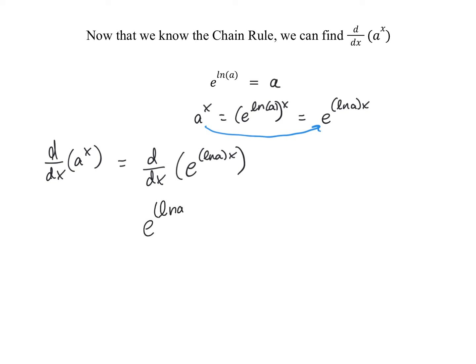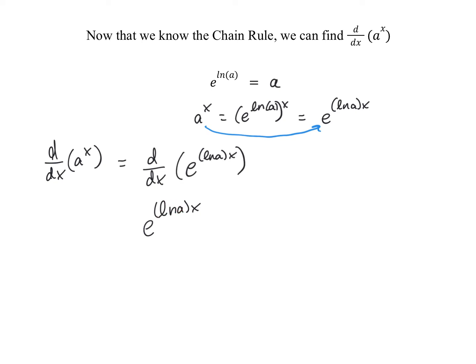Remember, our inner function is going to stay the same. And then according to chain rule, we now take the derivative of our innermost function, which is the natural log of a times x. Remember, natural log of a is just some value, right? A is just a value. So natural log of a is a constant, technically.